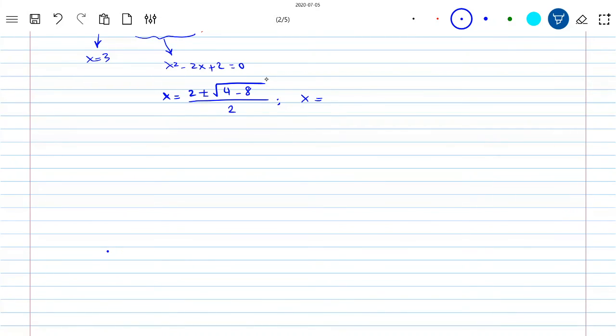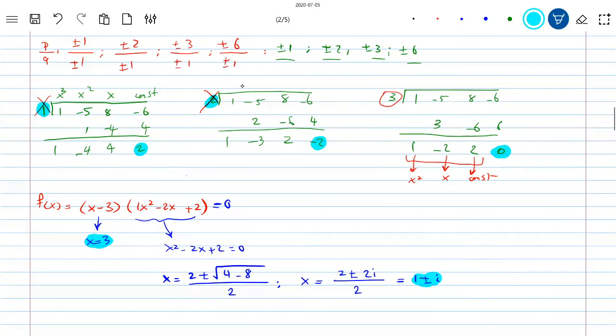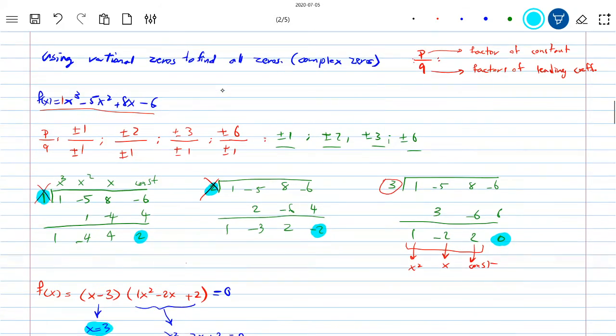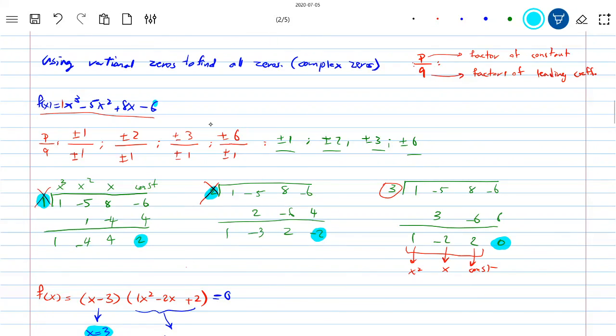Therefore x equals 2 plus or minus square root of negative 4. Here's the 2i. A complex number shows up. Divide by 2. You can divide everything by 2. 1 plus or minus i. So I found the other two solutions: 1 plus or minus i and x equal to 3. These are the solutions to this specific cubic polynomial.